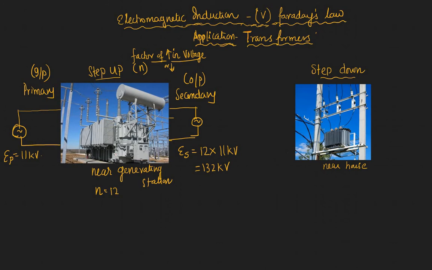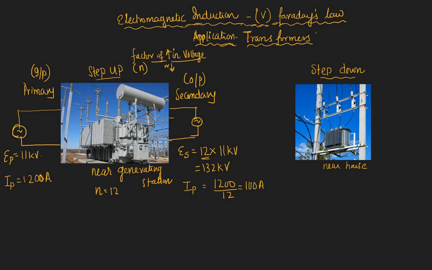But let's now move to the current. If the current produced by the generator is about 1200 amperes, that's a lot of current, but that's what generators produce. If the voltage is increased by a factor of 12, your current will reduce by a factor of 12. That is equal to 100 amps.